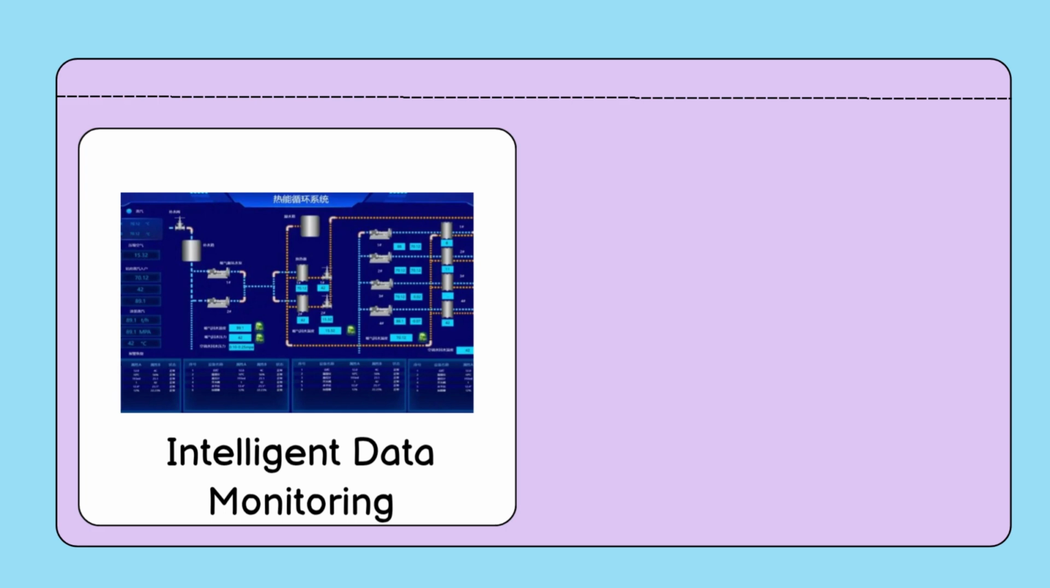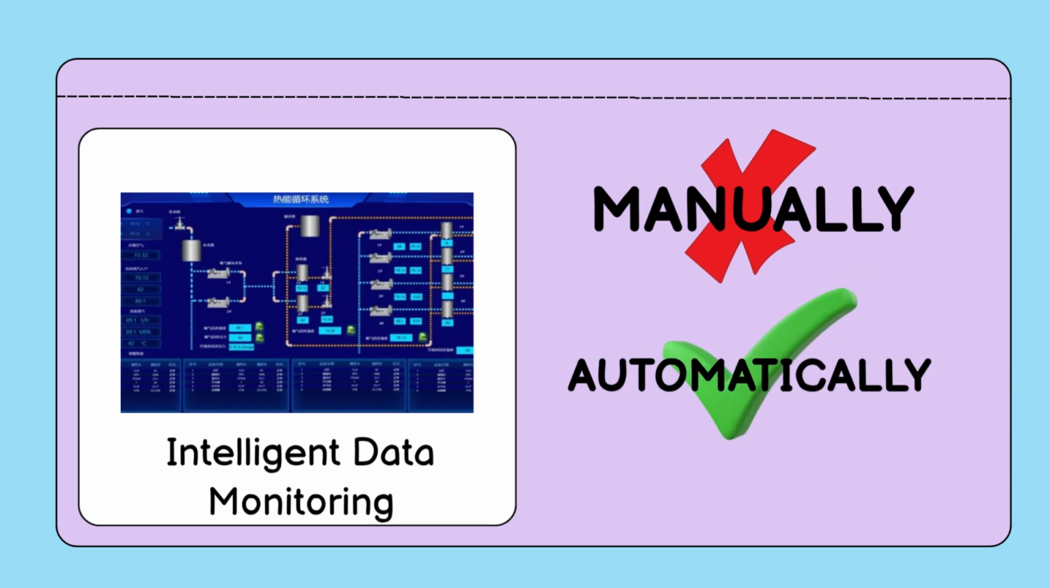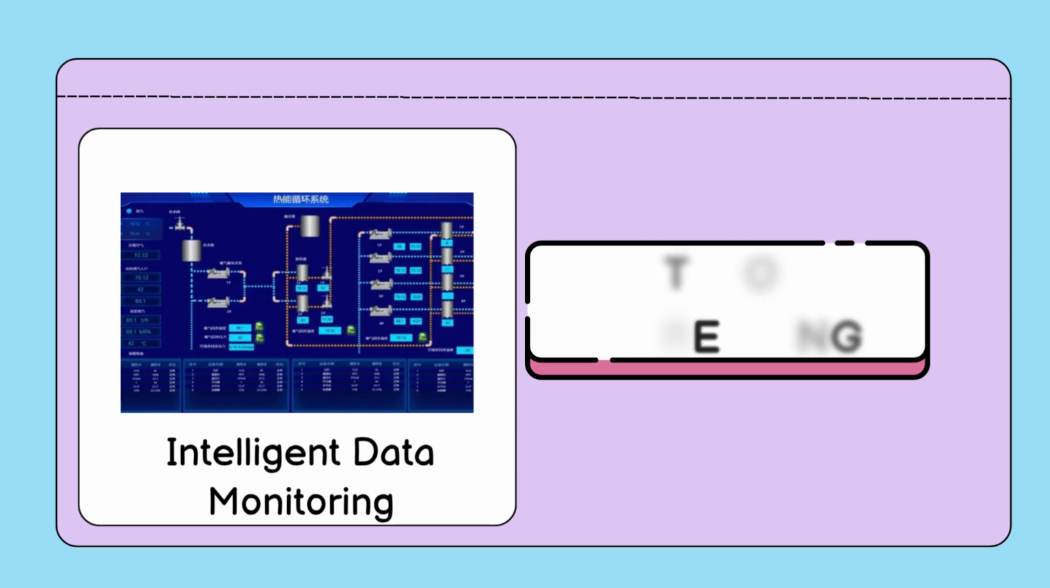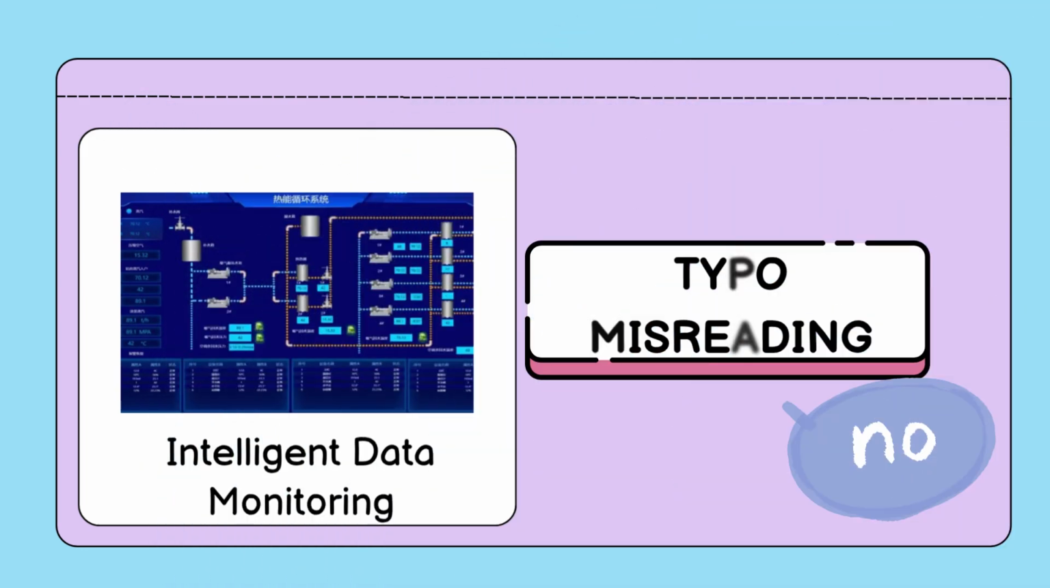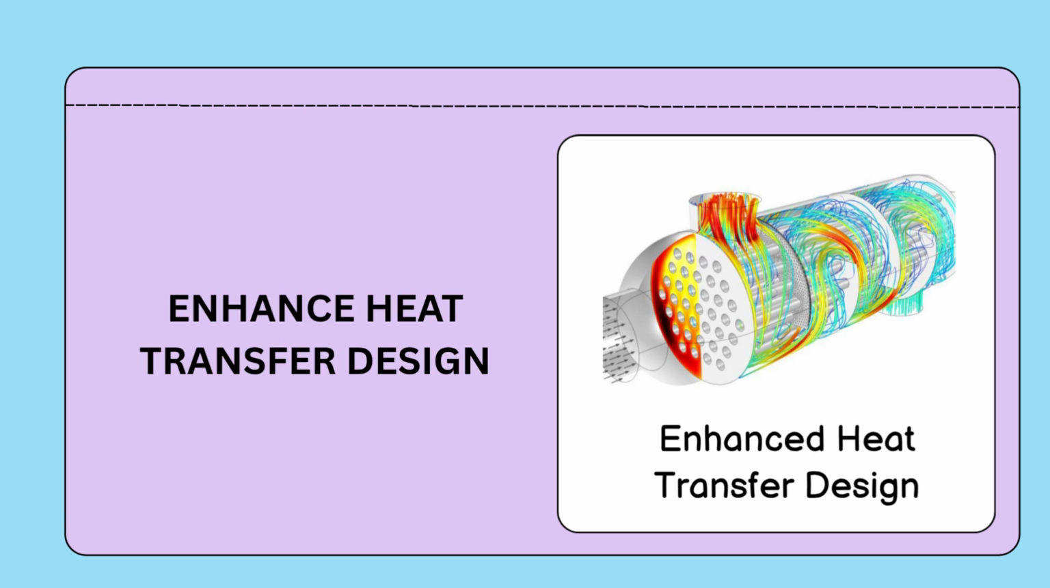First up, intelligent data monitoring. You know how in old labs you have to write down every temperature reading manually. This one uses sensors to track real-time data like temperature and flow rate automatically. That means no more typos or missed readings. Way more accurate for our experiments. Then there's the enhanced heat transfer design.